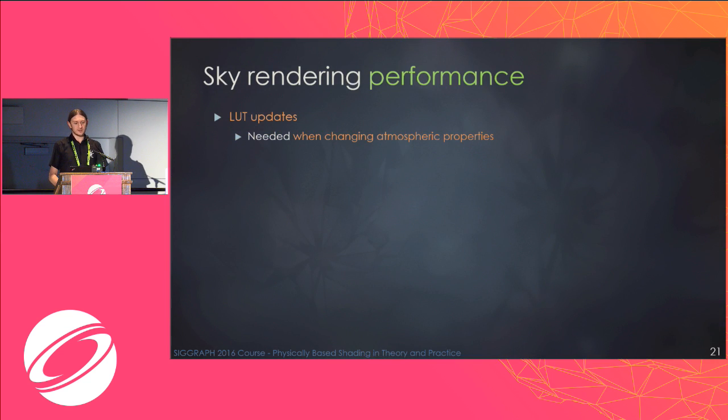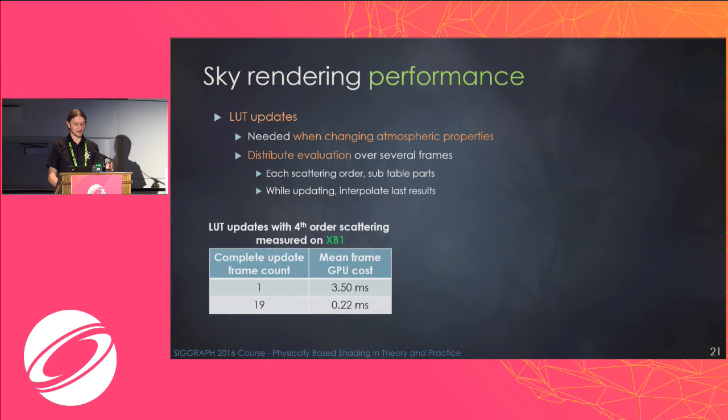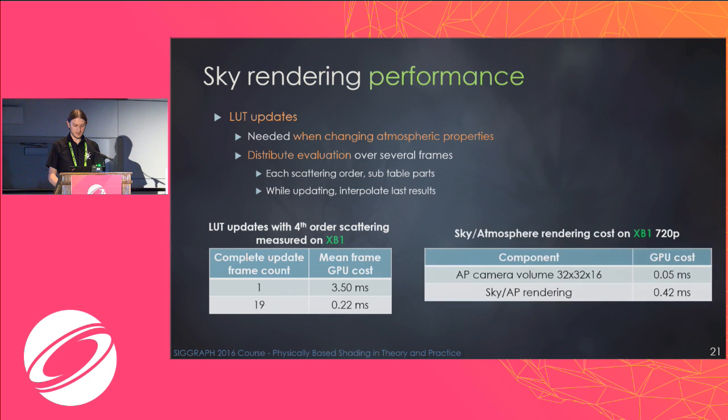When it comes to performance now, the lookup table updates are very, very expensive, so you need to be careful with that, especially if you update, for example, the atmosphere properties, because that will trigger an update of the lookup table. That is the only case where you need to do it. And to not have to pay a high cost, we just distribute it over multiple frames. You can see, for example, if you accept a latency of 19 frames, then the cost comes down from 3.5 milliseconds to 0.2 milliseconds. And here on Xbox One, just to give you an idea, the cost of rendering the sky is roughly 0.5 milliseconds.